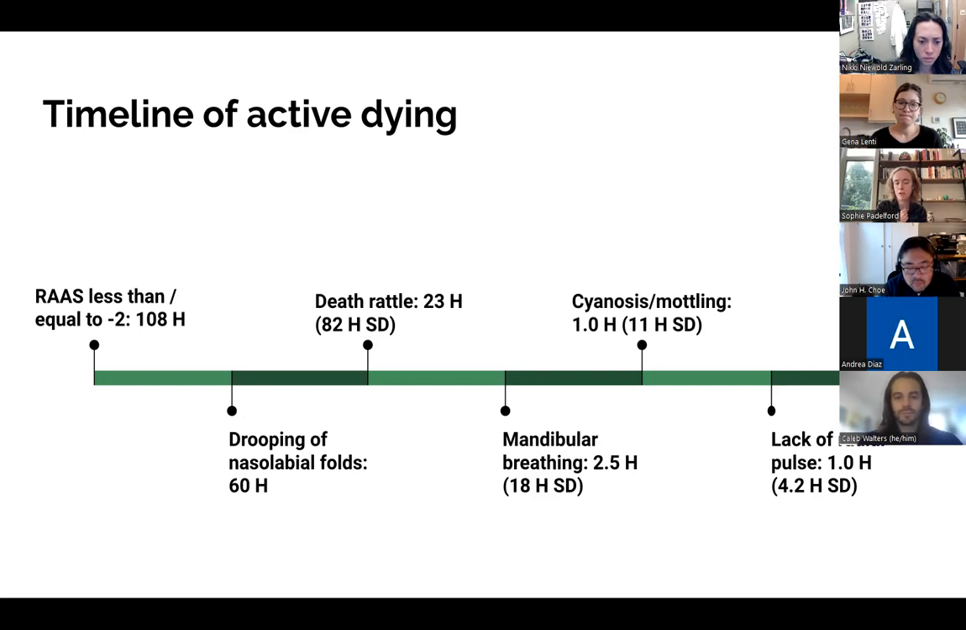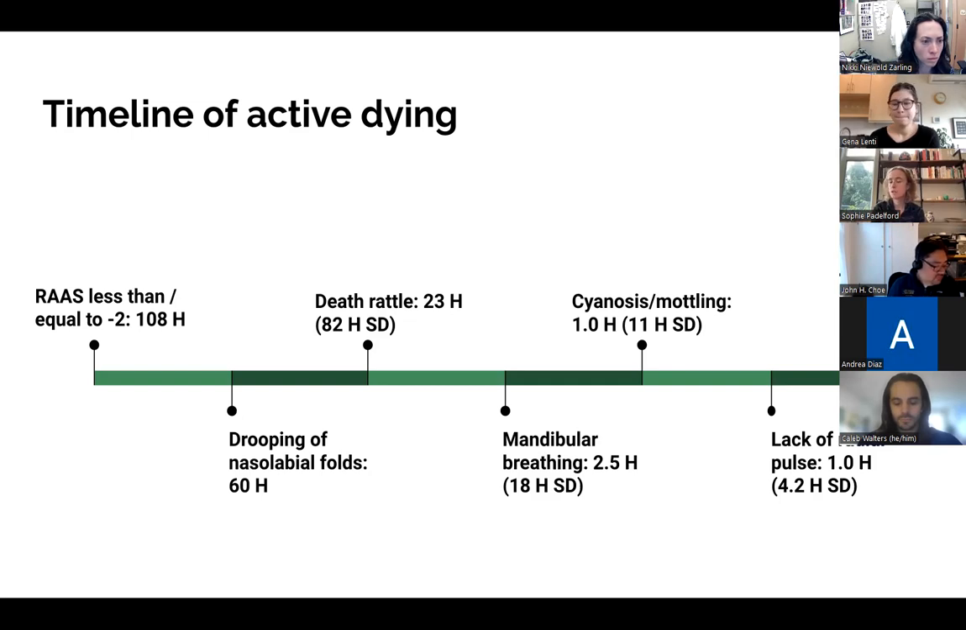At about a day prior to death, and here we have some standard deviation data, so you can see the standard deviation is large, we get a death rattle, which I'll share a clip of what that sounds like. Basically, it's a collection of secretions in the upper airway that produces this characteristic abnormal breathing sound that patients or families might notice. Usually within a day prior to death, we see mandibular breathing. This is the jaw moving in and out as the patient breathes. This usually happens hours prior to death, although the standard deviation is 18 hours. So it is a little wide.